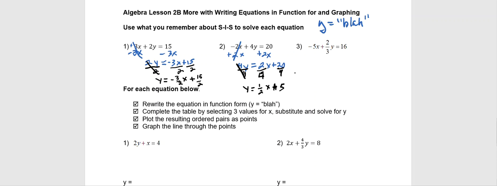We have one more example for you to do. And the only reason why I'm actually going to do this last one with you is because of the fact that we've got that 2/3. I want to show you how we're going to work with that. So first thing, undo the minus 5x to isolate the 2/3 y.